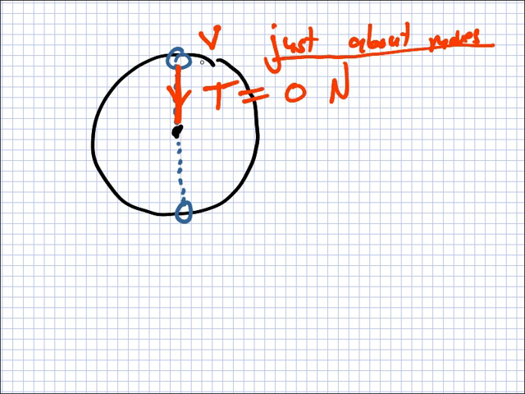So you have a tension force here. If it goes too slow, it will drop down. So for it to go all the way around, when it's up here, the tension must be at least 0 or more. Otherwise it would fall. So just about means it nearly goes around, and so the tension is 0.